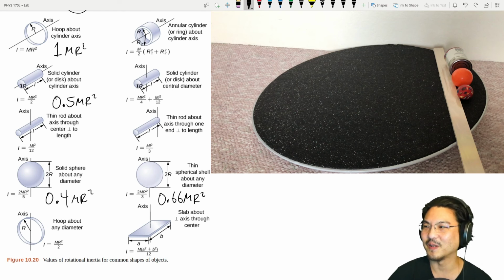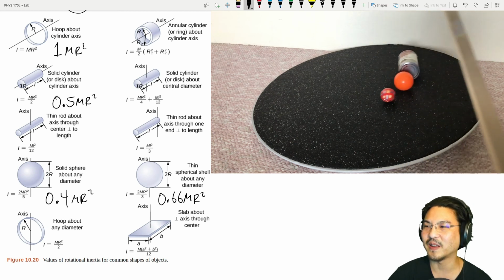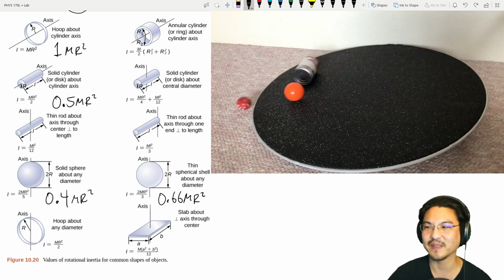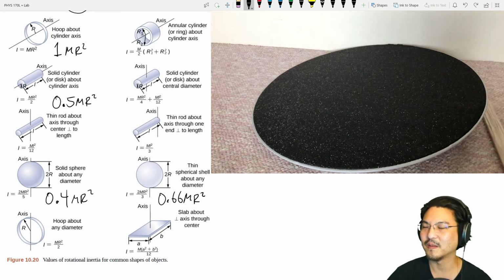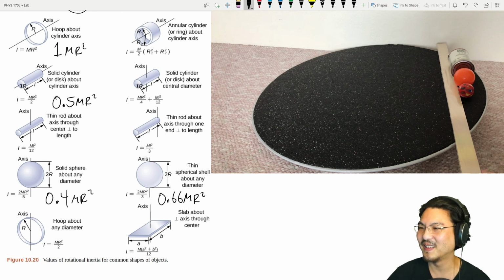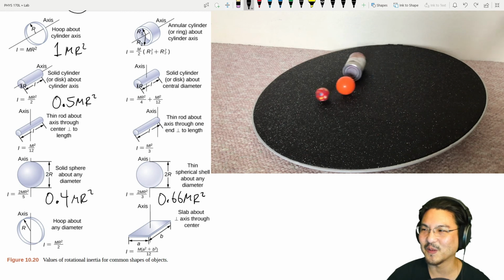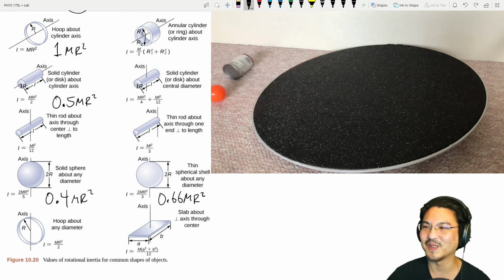So here I release them all at the same time. So you can see the solid sphere has the highest acceleration, and then the cylinder and the thin shell were really close. So here's another trial. And I did a lot of trials. So for this particular orange thin ball, and then that can, the cylinder, it was always pretty close.